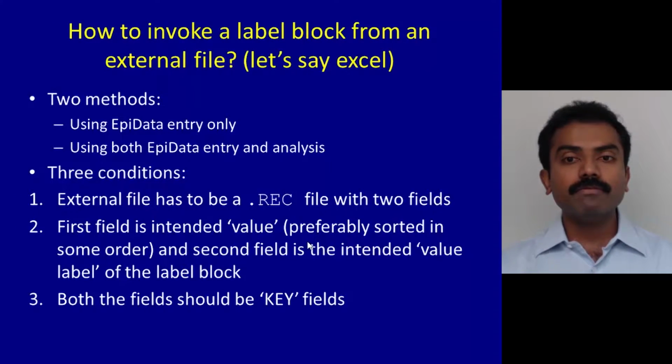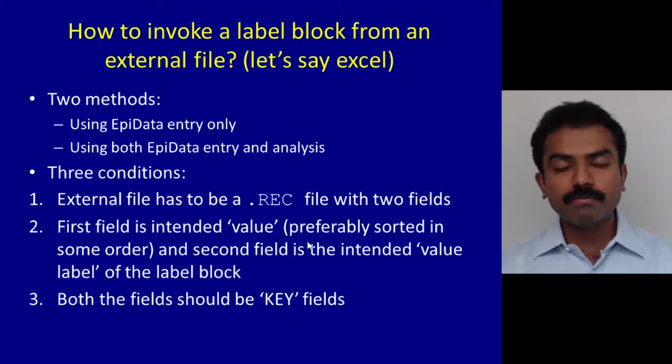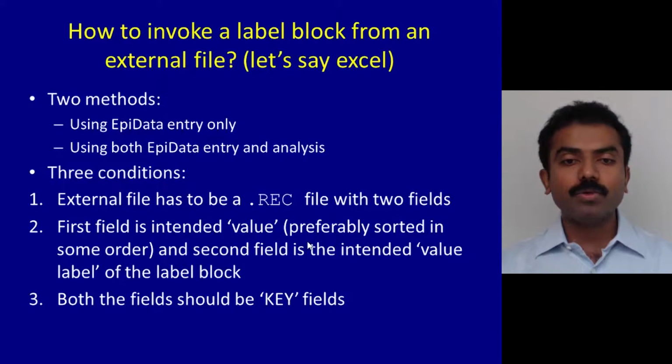Now if the external file is in some other format, such as a text file or a CSV file or an Excel file, you have to convert that into a rec file. That is the first thing to be done. Now this rec file has to have only two fields. This is the second condition, only two fields. The first of the two fields should house the intended value of the label block.